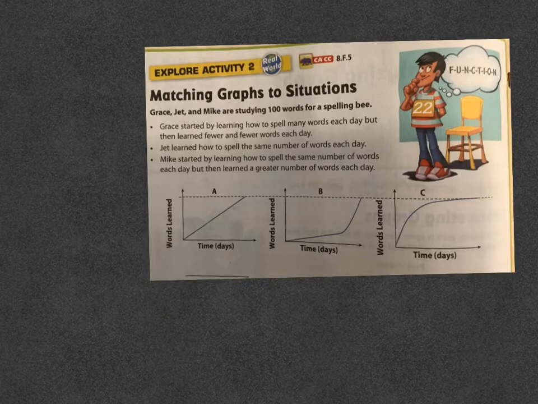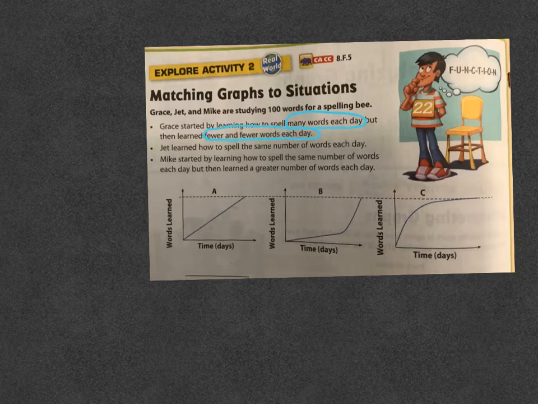All right, this Explore activity gives us 3 scenarios: amounts of words learned and how long it took in 3 different ways. One goes up at a constant rate, one slowly rises and then shoots up. Words learned here shoots up right away and then evens out over time. So you get familiar with what's going on here. Then let's look at the story. Grace, Jet, and Mike are studying 100 words for a spelling bee. Grace started by learning many words each day, but then learned fewer and fewer words each day. Let's circle pieces of information on that. Many words at first, but then fewer and fewer words each day.